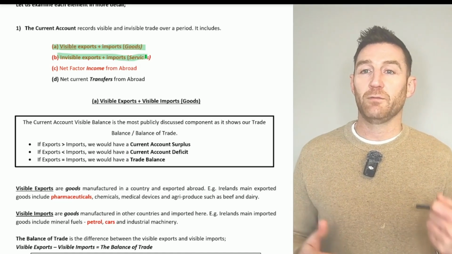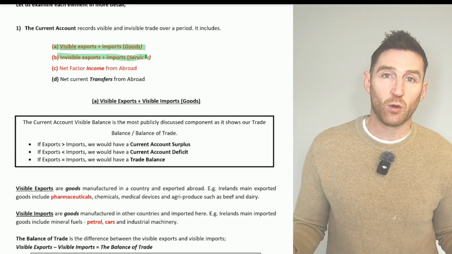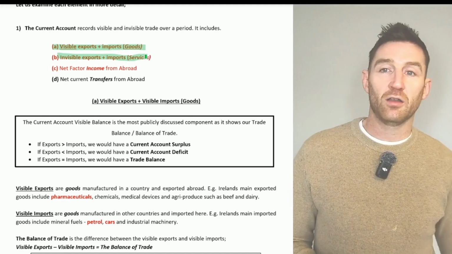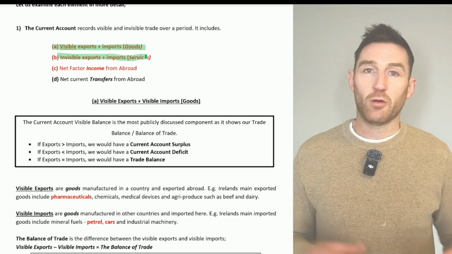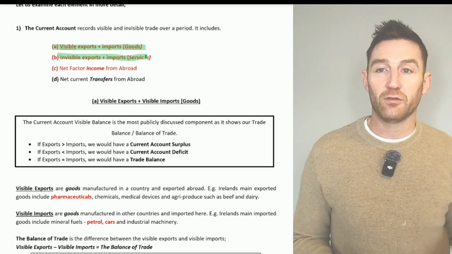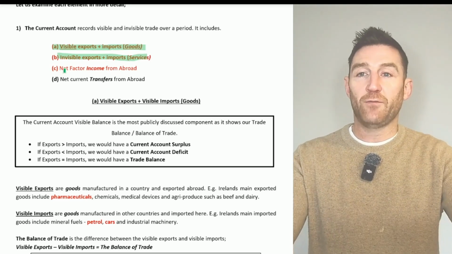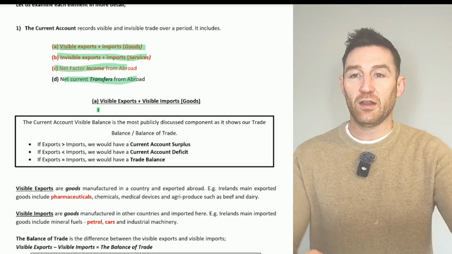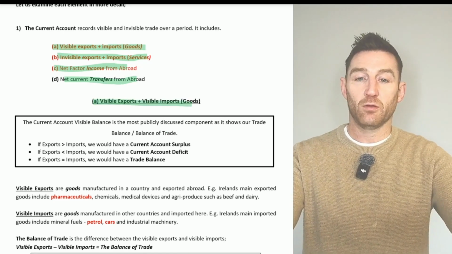So that would be an example of an invisible export. An invisible import is a service that we buy from other countries, and money leaves Ireland. So an Irish person going on holiday in Paris is spending money over there, the money leaves Ireland, for the services they're buying. Then two more: net factor income from abroad and net current transfers from abroad. So let's have a little look at part A there, visible exports plus visible imports.